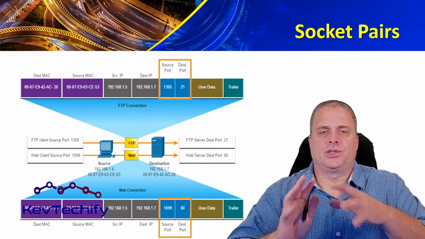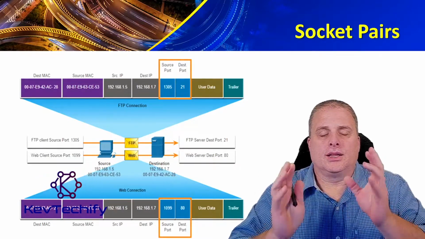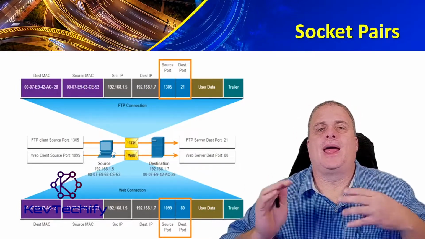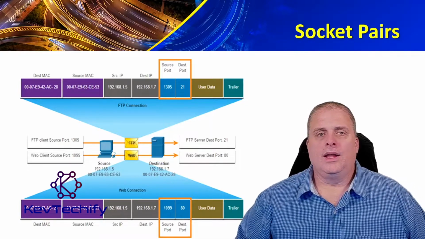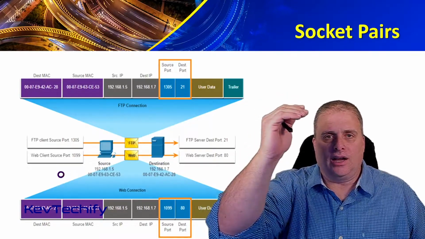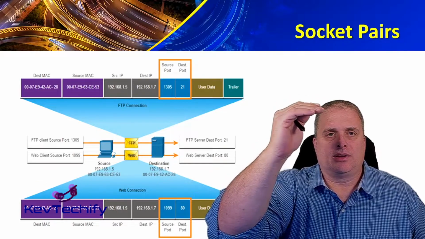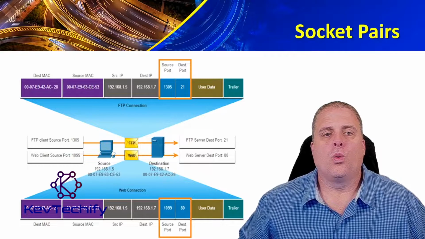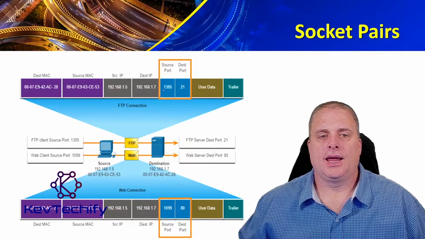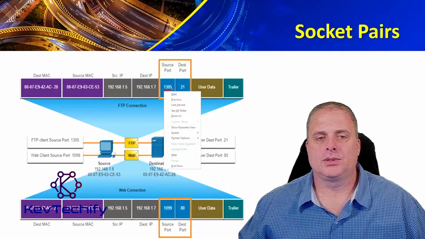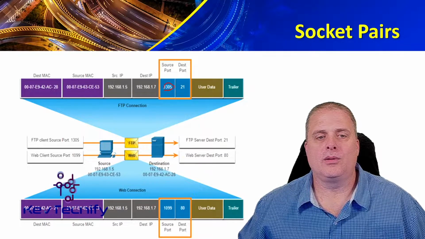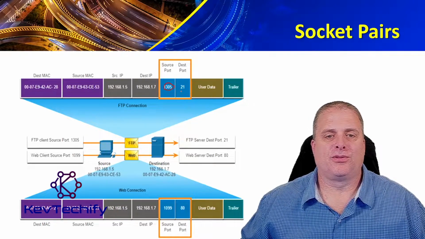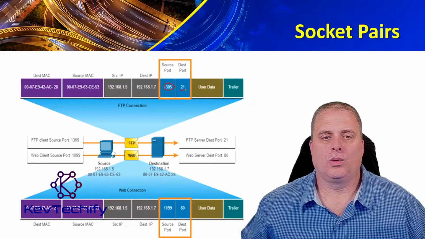Here are a couple of examples of how these port numbers work. A lot of times the source port and destination port are referred to as socket pairs. When it's coming down from the OSI model, the upper layers 7, 6, 5, down to layer 4, we identify the source port, and this is typically a random port number. It is destined for port 21.